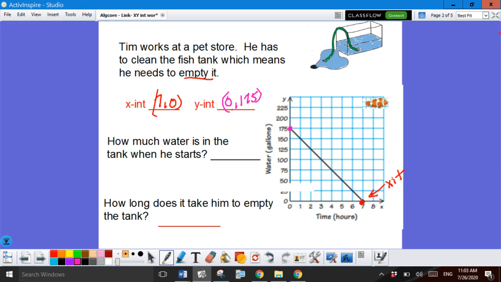Okay, so let's actually talk about what is happening in this graph. If I look at my units, I see that we're talking about time and we're talking about water. So as time is passing, the water level in the tank is decreasing. So how much water is in the tank when he starts? Go ahead and hit pause for a second. Think about that. Write down an answer. And then if you think you got that one, move on to the next one.